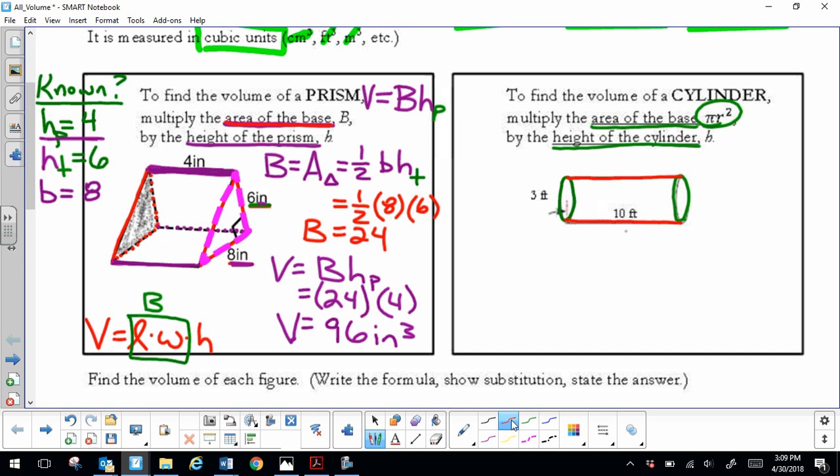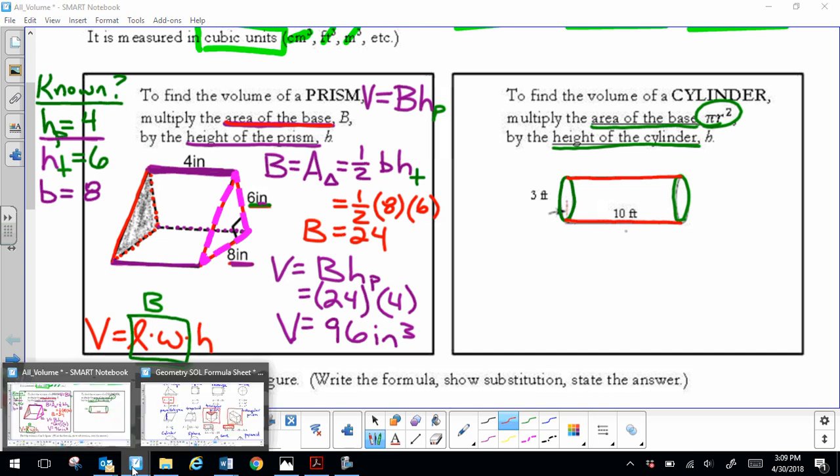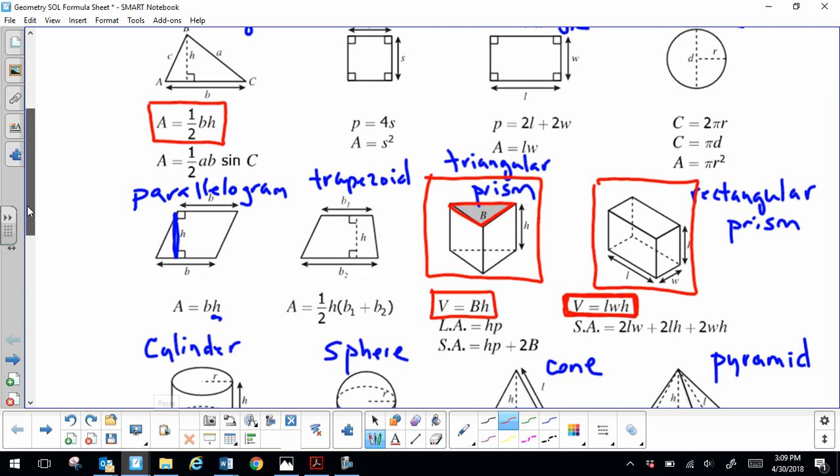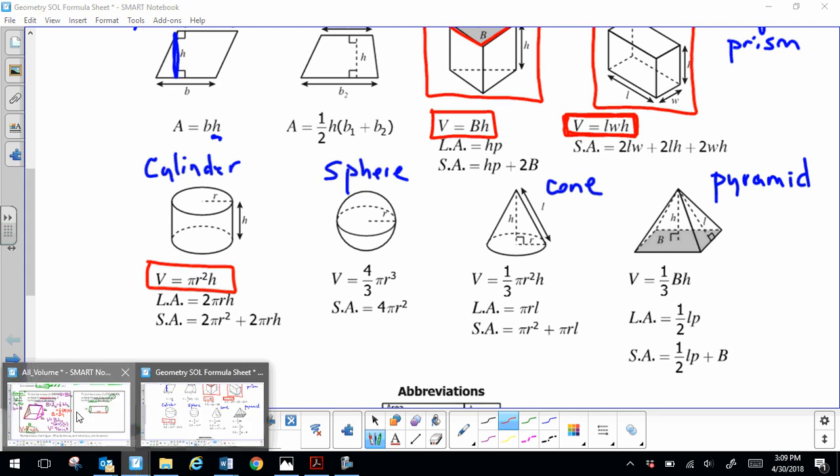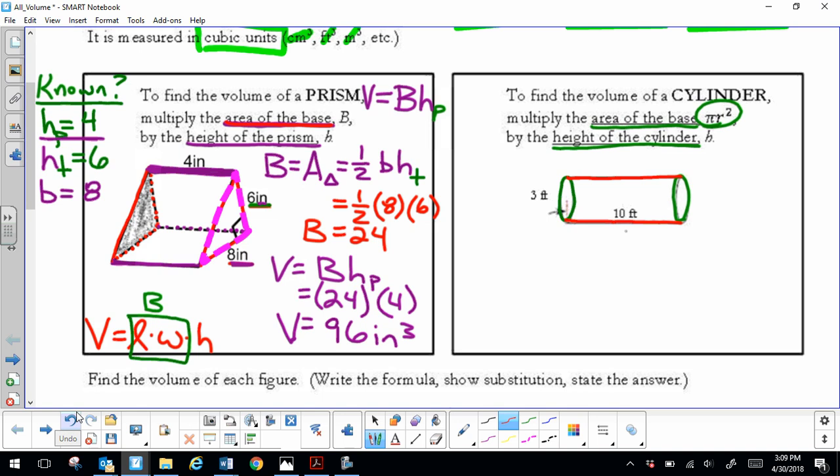So I'm going to go to my formula sheet and grab that information. So back to the formula sheet. Got my cylinder down here, and I can see that the volume is fortunately given to me with that pi r squared already included. So I'm going to use that. I'm going to rewrite it on this note. V is equal to pi r squared times h. Let me make my h prettier.